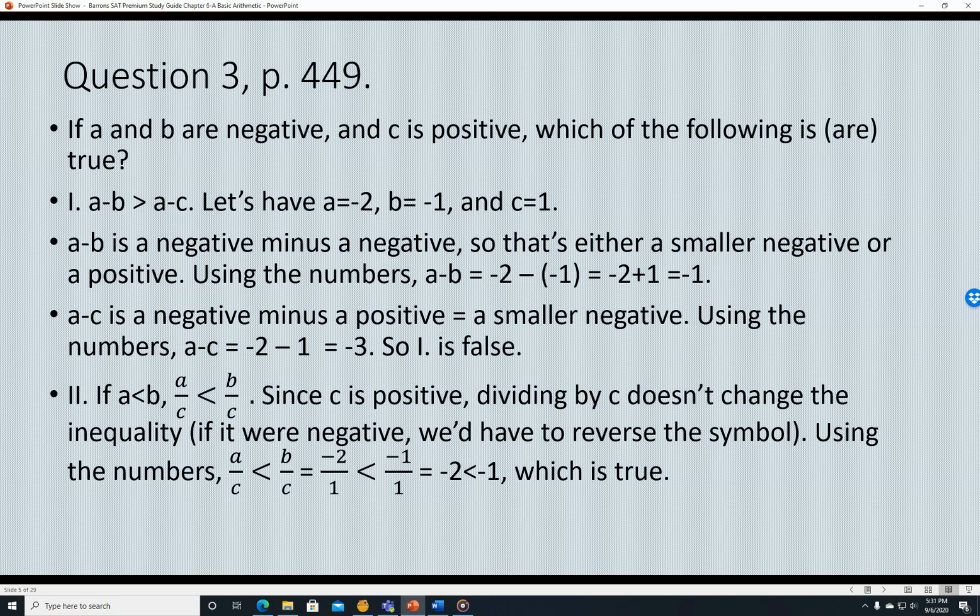A minus c is a negative minus a positive, so that means it's going to become even more negative. It'll become a smaller number. So using the numbers, a minus c is equal to negative 2 minus 1, which is negative 3. So number 1 is false.